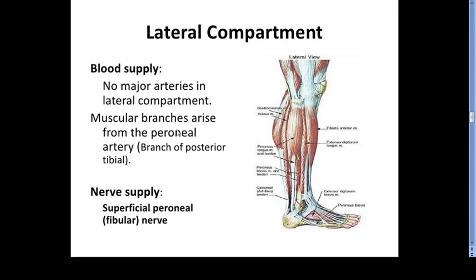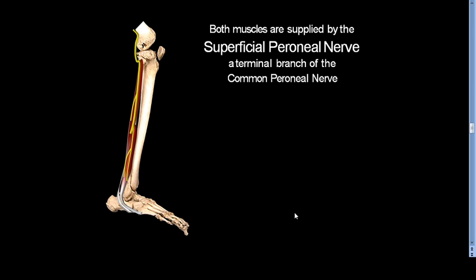Okay. So if we talk of the blood supply and the nerve supply, there is no major artery in this compartment. Muscular branches arise basically from the posterior tibial artery; the muscles of this compartment are supplied by the branches of the posterior tibial artery, and the nerve in this region is basically the superficial peroneal nerve or superficial fibular nerve. So we'll talk of this nerve, that is the superficial peroneal nerve.